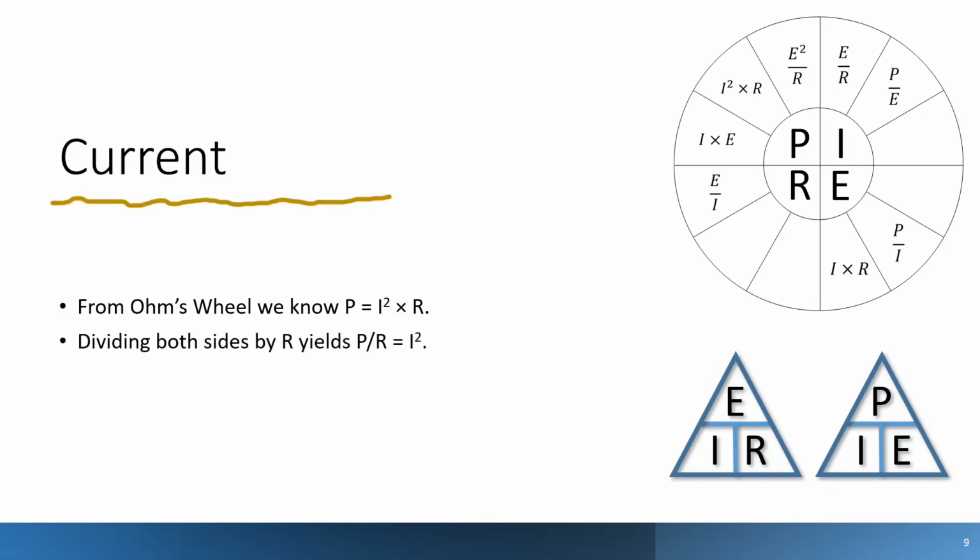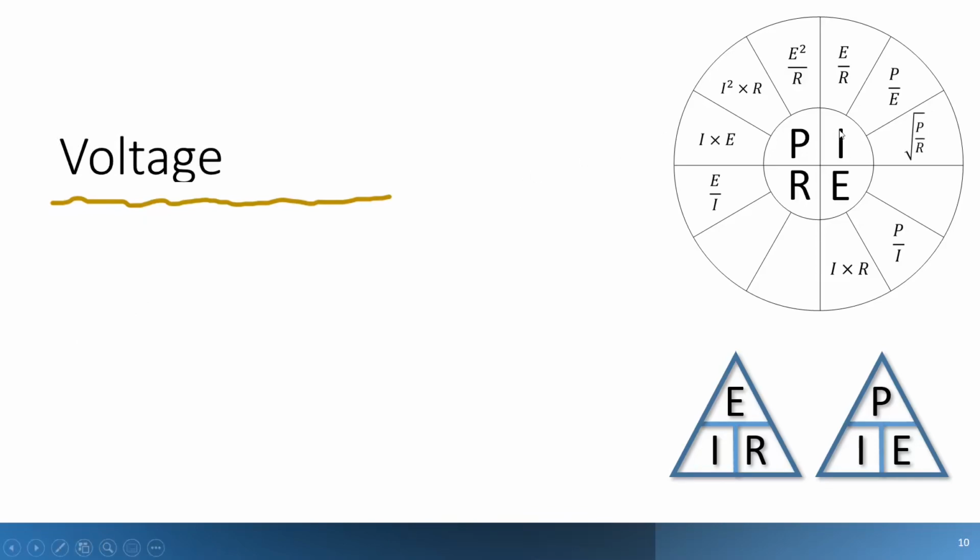So if we divide both sides by R, we're going to wind up on the left side with P divided by R, and on the right side, we're going to wind up with I squared. Now, we're trying to isolate I because we're trying to solve for I. And all we have to do now is we have I squared. So if we take the square root of both sides, that is going to yield I equals the square root of the fraction P divided by R. Okay? And so we can put that up here in the Ohm's wheel as well.